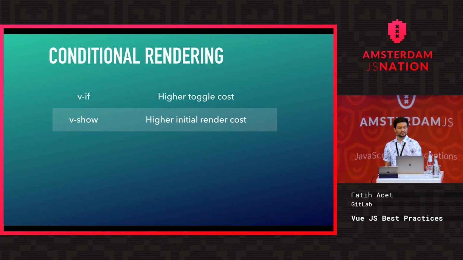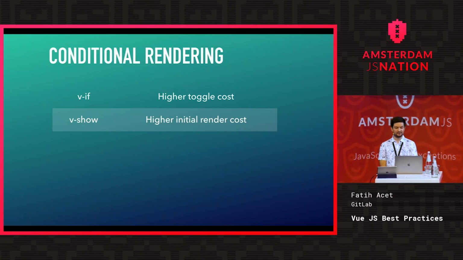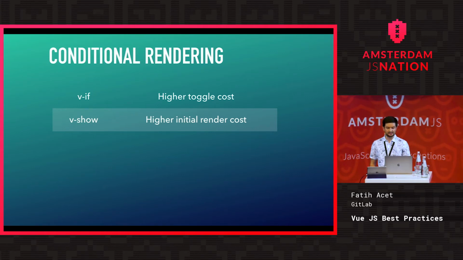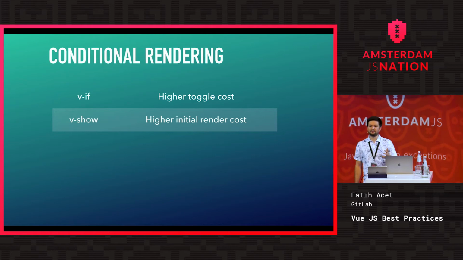Conditional rendering. So Vue gives us 2 main conditional rendering options. The first one is v-if, and the second one is v-show. There's a significant difference between them. v-if won't render the component if the condition is false. However, v-show will render it, but it will make it display none. So it will be in the DOM, but it will be display none. So if you need to toggle stuff a lot on the page, you may want to use v-show, but remember that it will take more time to render your application because everything will be in the DOM.